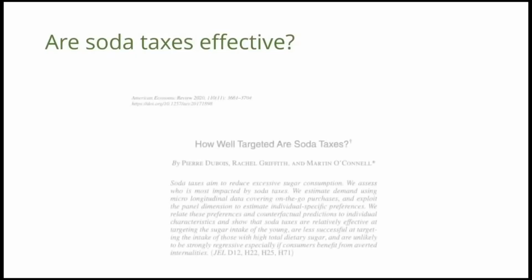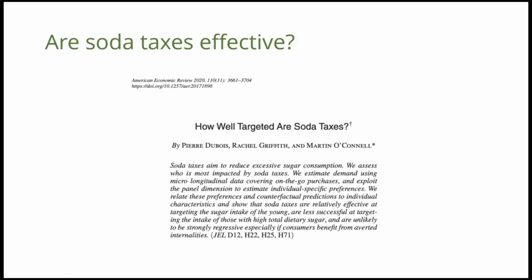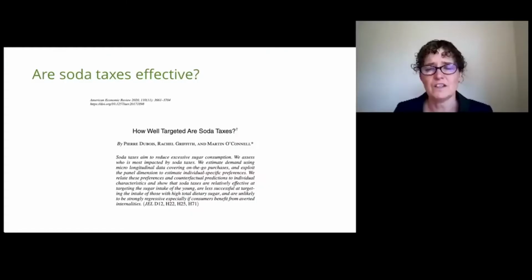So in work that I've done with Pierre Dubois and Martin O'Connell, we ask this question and related questions. And in that work, we tackle a number of methodological challenges. In particular, it's important that we can allow for a lot of heterogeneity in preferences and responsiveness across people to policies like taxes. That's key to the question we're trying to ask. How do different people respond? So it's important that we allow that preference heterogeneity and that we're able to capture it well in data.